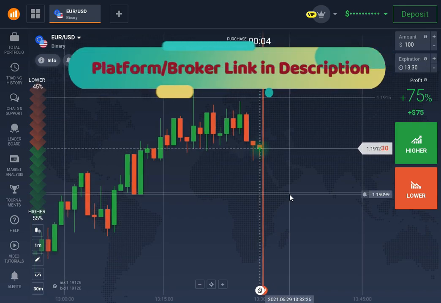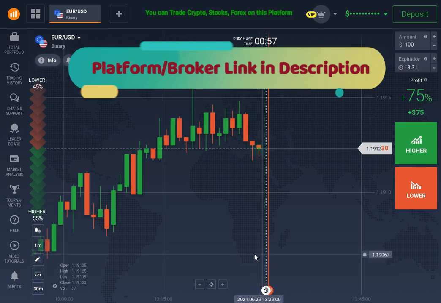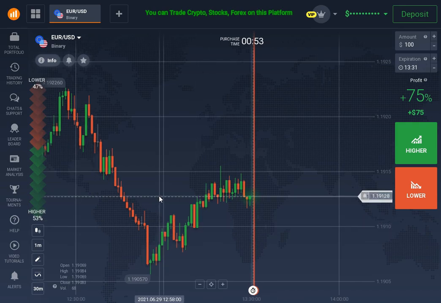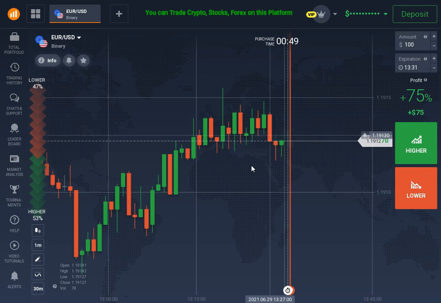As you can see, we are on the Euro US dollar chart. It is a 1 minute candlestick chart, and we are going to take 5-minute trades. First of all, let's analyze the chart. As we can see, the market is moving in the downward direction, and this is a retracement phase.